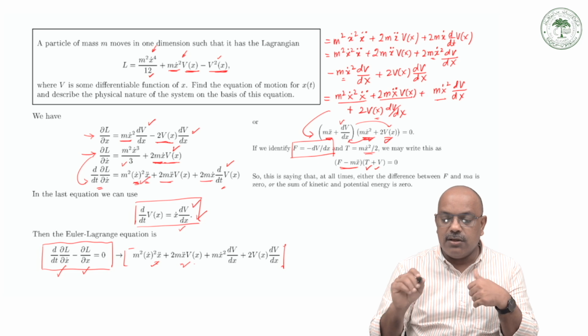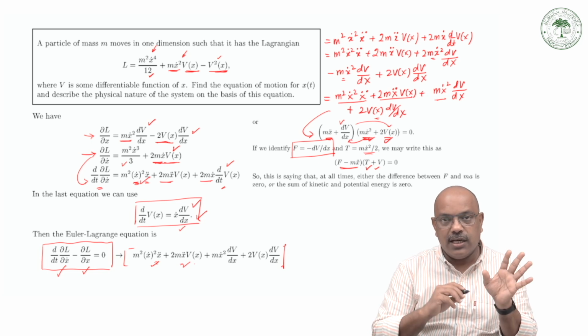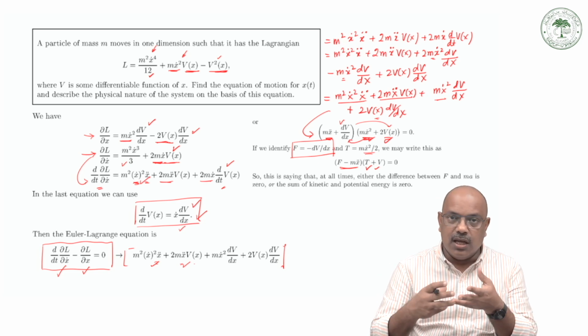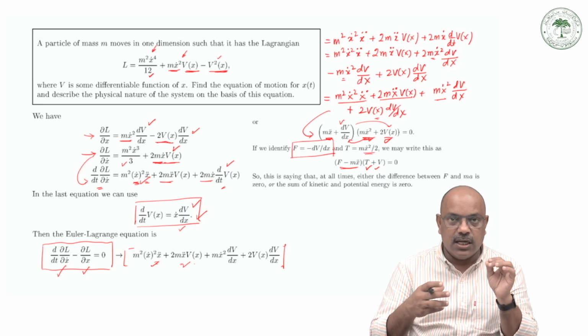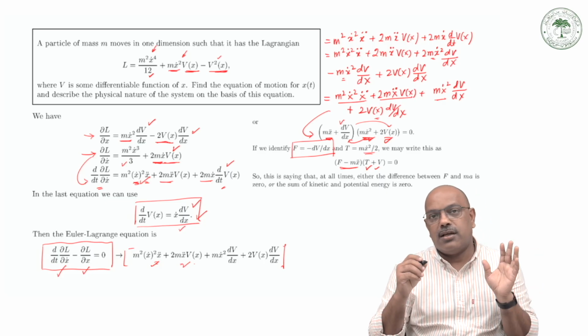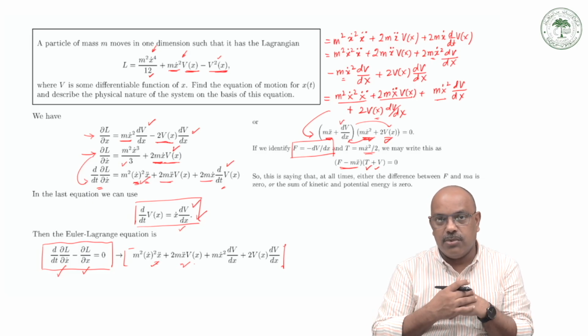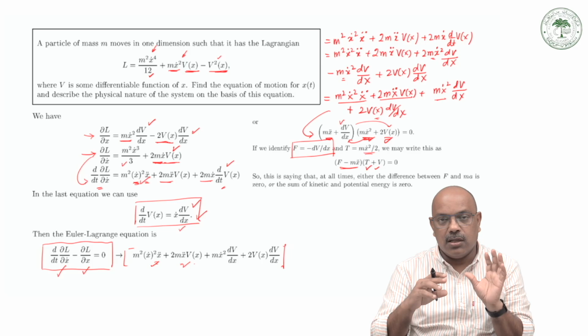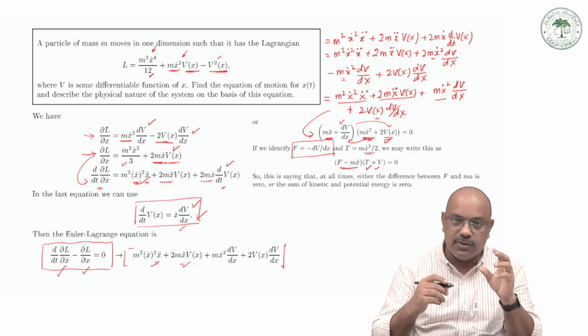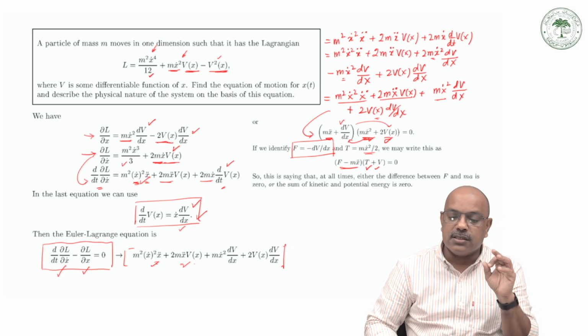So the physical insight into it is either the motion is such that the kinetic energy and potential energy together at each and every instant is going to be 0, so that the force acting and the inertial forces are making it 0. So either it is in a static equilibrium. So this is the final conclusion, the final physical meaning of this equation.